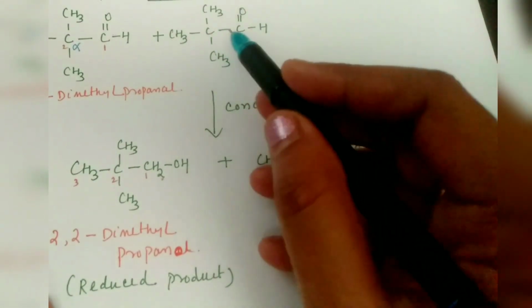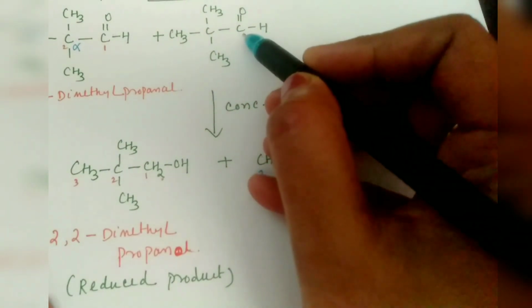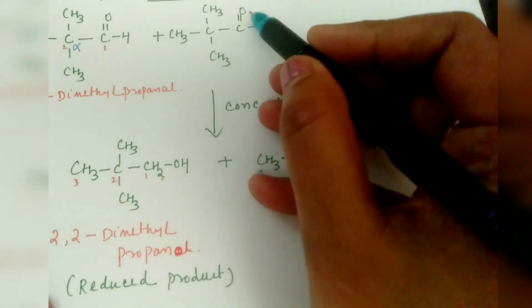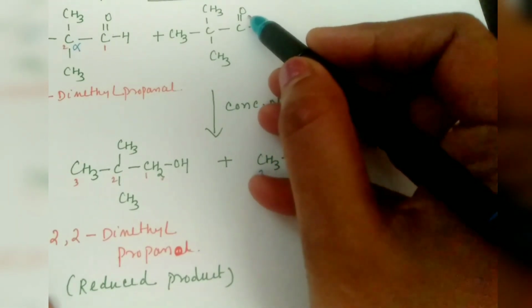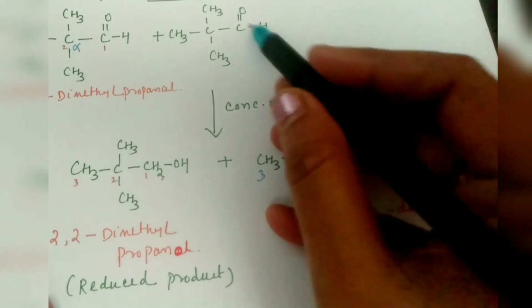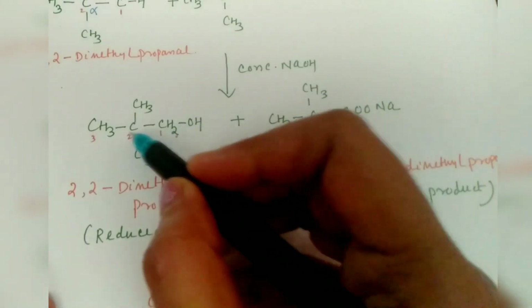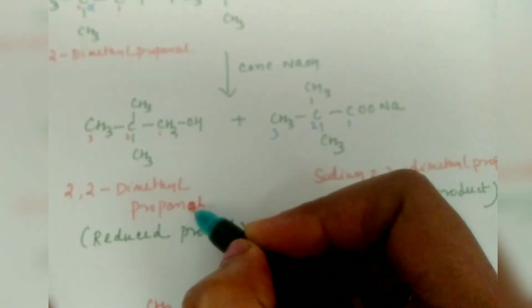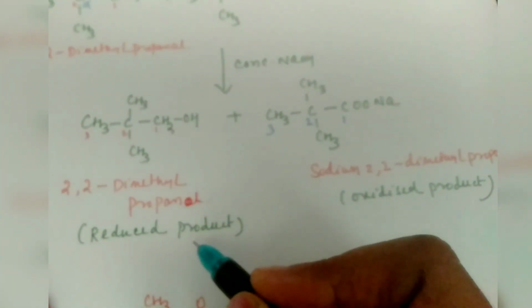Similarly, another one will undergo reduction. Reduction means addition of hydrogen. So here one hydrogen will be added, here one hydrogen will be added. So the compound becomes CH2OH. Now what is the name of this compound? 2,2-dimethylpropanol, because it is an alcohol, so it is a propanol. So this is the reduced product. Okay.